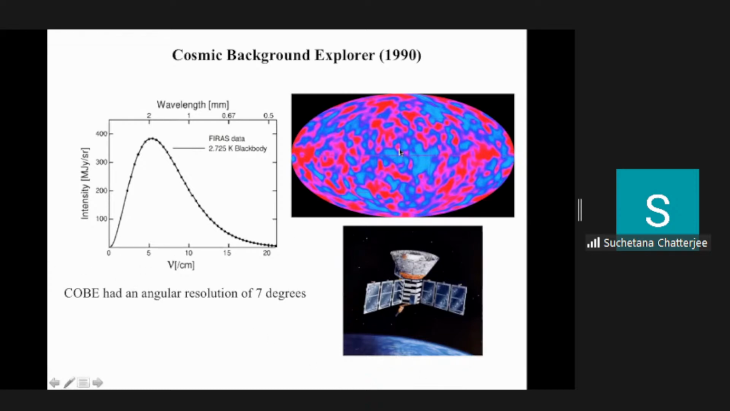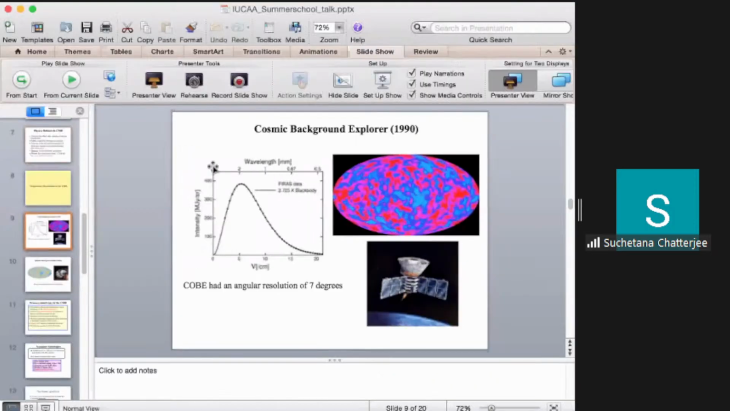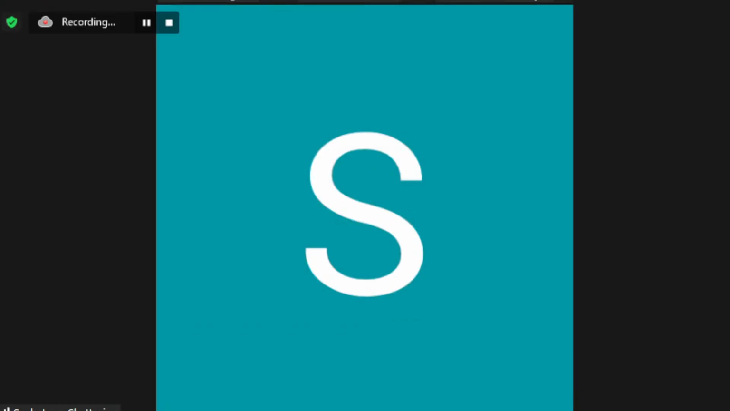And it has a very precise instrument which could measure the deviation from the black body, or the temperature difference from the black body, at a part in 100,000. So what do I mean by that? Let me again stop sharing, and let me just go to the board.